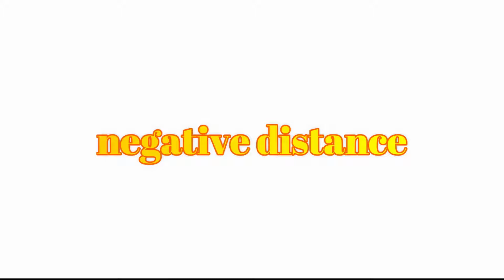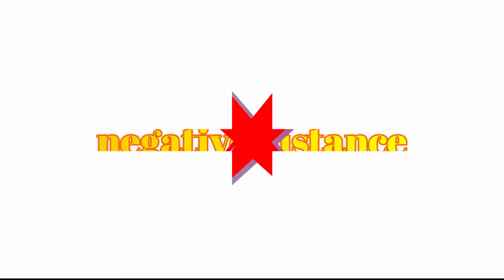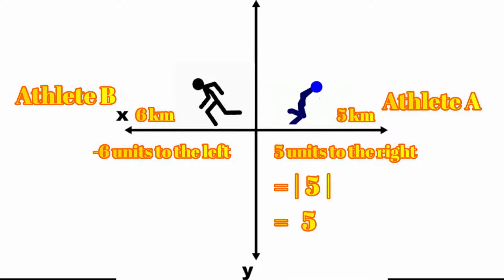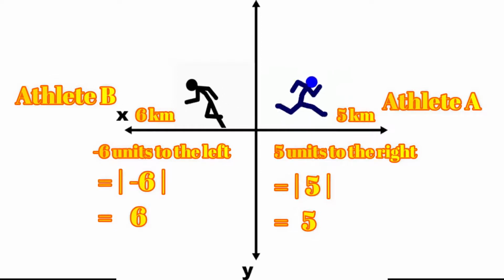Take note that there's no such thing as negative distance. Therefore, that's where absolute value comes in. The distance covered by athlete A is represented as the absolute value of 5, which is equal to 5. Also, the distance covered by athlete B is represented by the absolute value of negative 6, which is equal to 6. This is an example of using absolute value in real life.